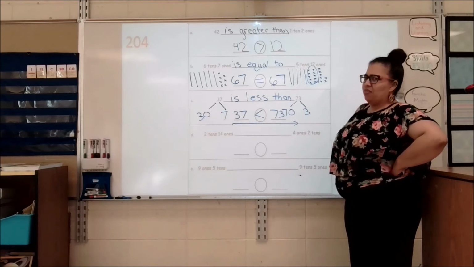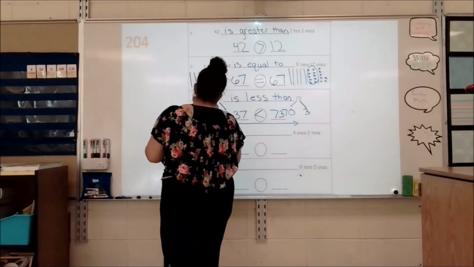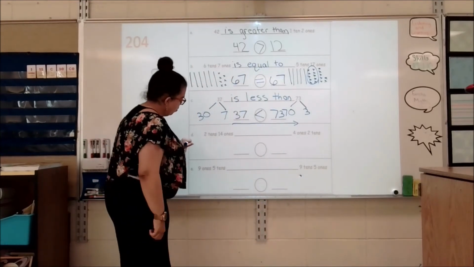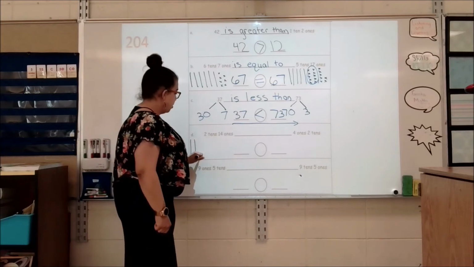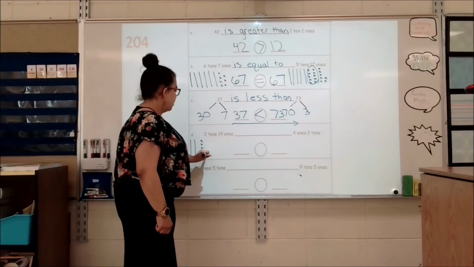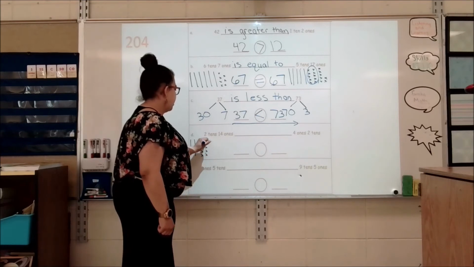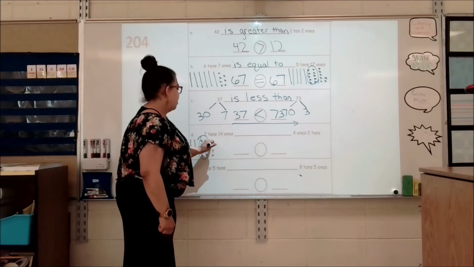Does this seem like one we should draw a picture for? Yeah, let's draw a picture. So 2 tens. So 1 ten, 2 tens, 14 ones. 1, 2, 3, 4, 5, 6, 7, 8, 9, 10. I heard it. 11, 12, 13, 14.